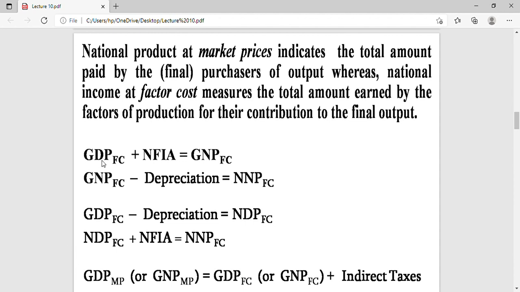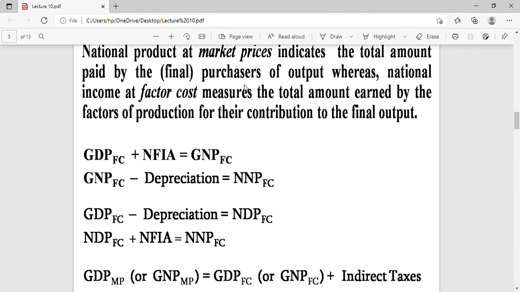So here are some formulas. National product at market prices indicates the total amount paid by the final purchaser of the output, whereas the national income at factor cost measures the total amount earned by the factors of production for their contribution to the final output. So GDP at factor cost plus net NFIA equals GNP at factor cost. And if we subtract depreciation from GNP at factor cost, we will get NNP at factor cost.